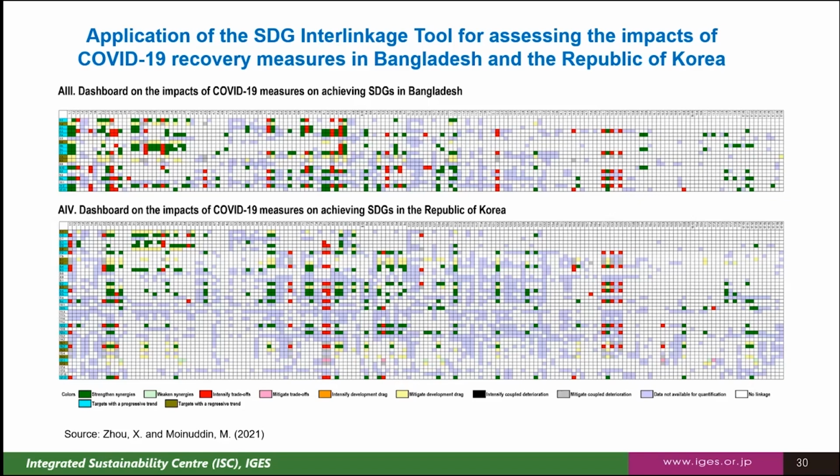In the matrix, we can see that COVID-19 recovery measures were listed in the first column, and relevant SDGs were listed in the first row. Each entry indicates the potential impact of a recovery measure on the specific SDG target. Different colors indicate whether it is a synergy or a trade-off.